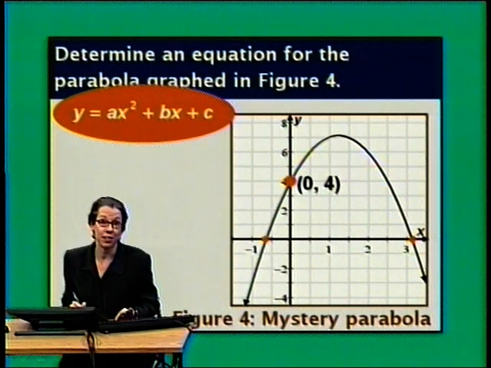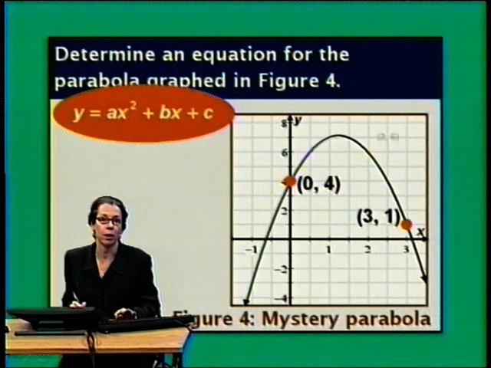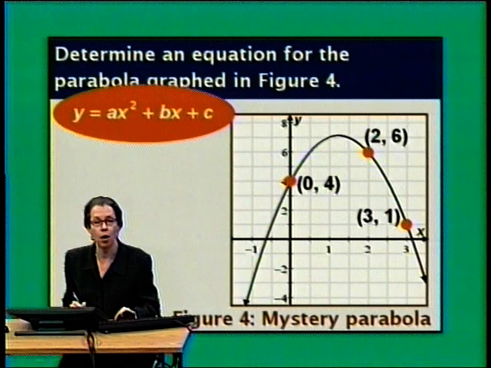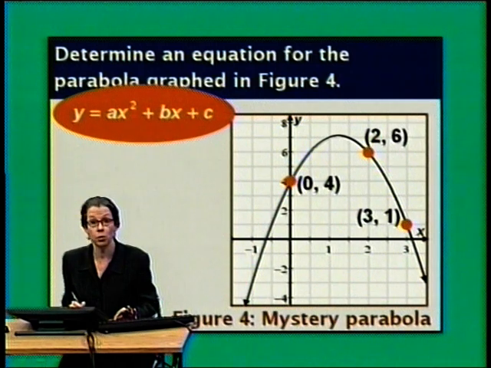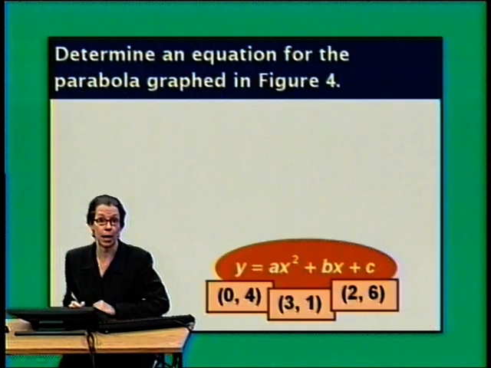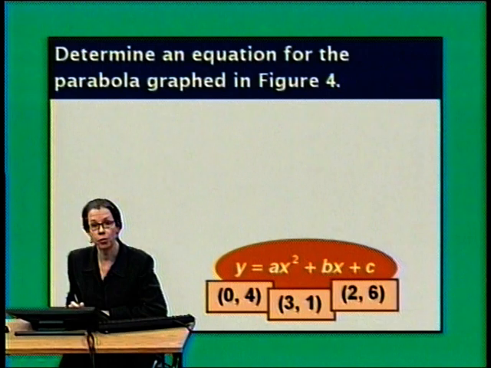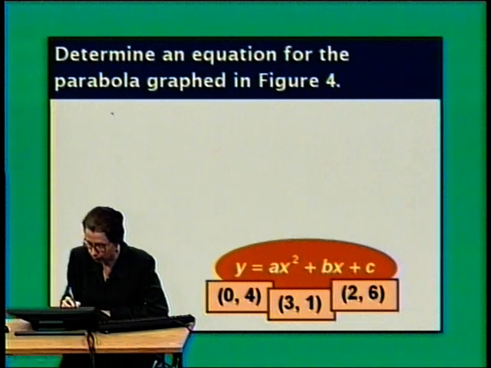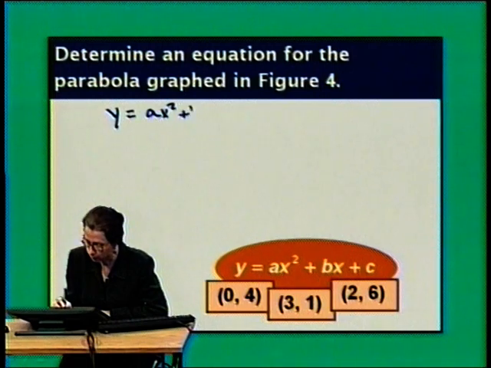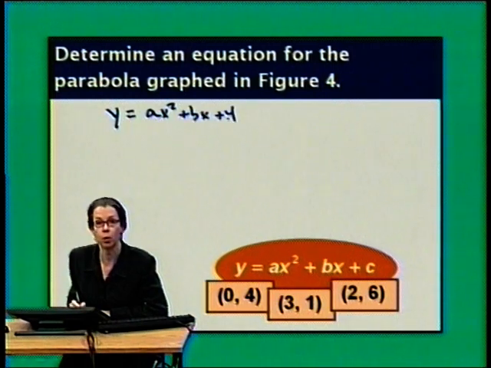The horizontal intercepts won't help me, but I do see the point 3,1 and the point 2,6 also lie on this parabola. So all 3 of these ordered pairs satisfy the equation. So I can use this to find a, b, and c. The point 0,4 tells me that c equals 4. So I know y equals ax squared plus bx plus 4.